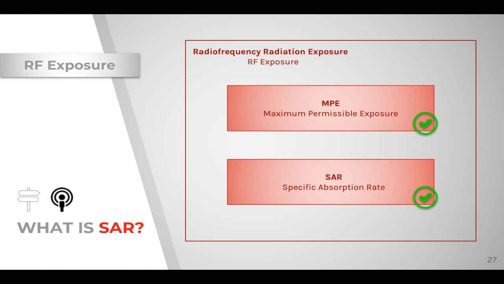Again, SAR compliance is determined using tissue equivalent media between 100 kilohertz and 6 gigahertz. So for devices that operate at larger distances, where there are minimal RF interactions between the device and a user or any nearby people, then we can avoid the more complex SAR evaluations, and we can evaluate RF exposure compliance using maximum permissible exposure limits.